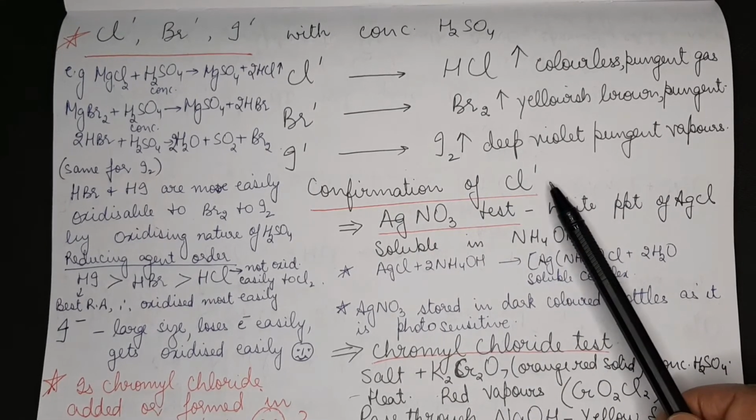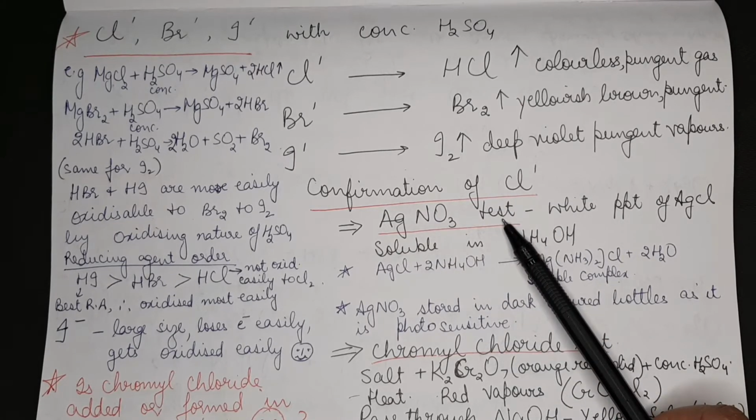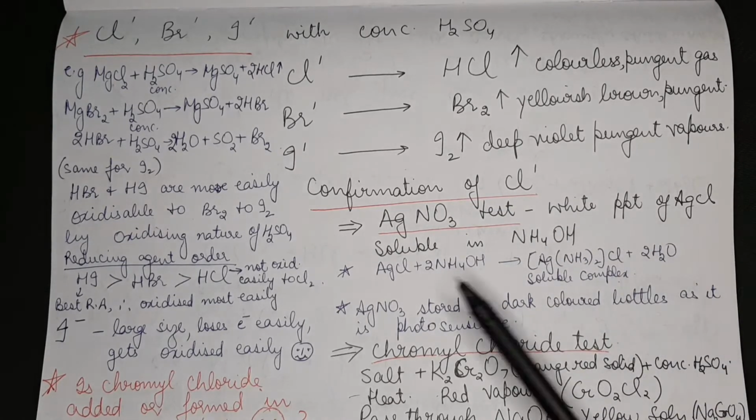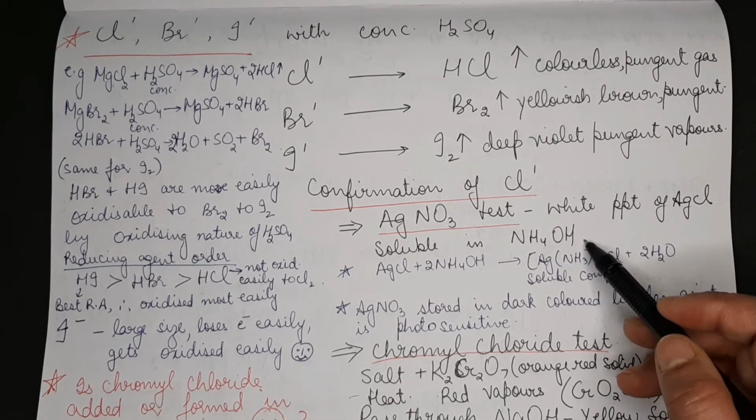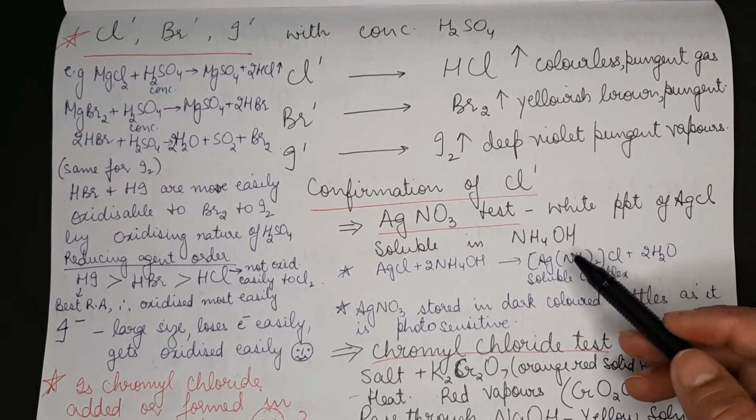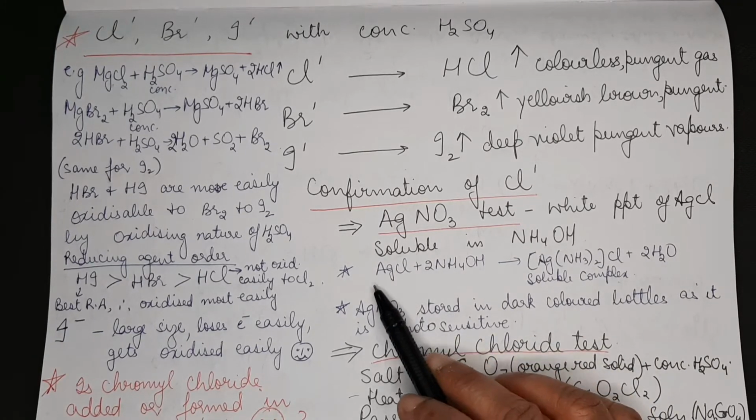Now, how do we do confirmation? Confirmation of chloride is done with the silver nitrate test. White precipitate of AgCl, soluble in ammonium hydroxide. This is again a very, very important viva as well as multiple choice question for AgCl.